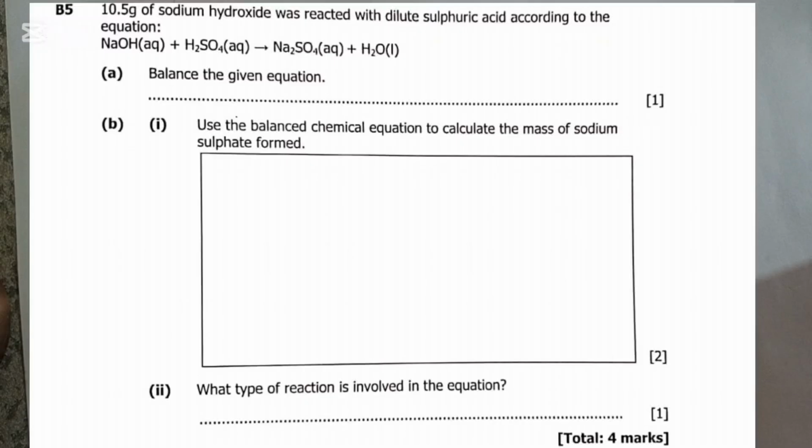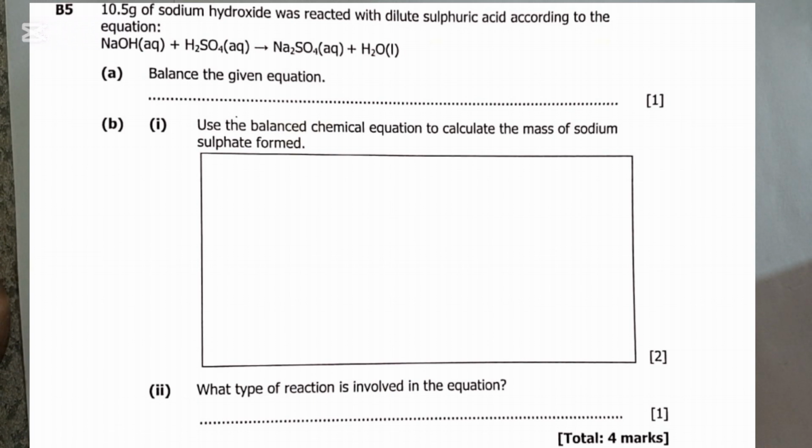We go straight to a question paper, which is the 2024 GCE question B5, that is section B of the 2024 GCE past paper. And the question reads, 10.5 grams of sodium hydroxide was reacted with a dilute sulfuric acid according to the equation below.